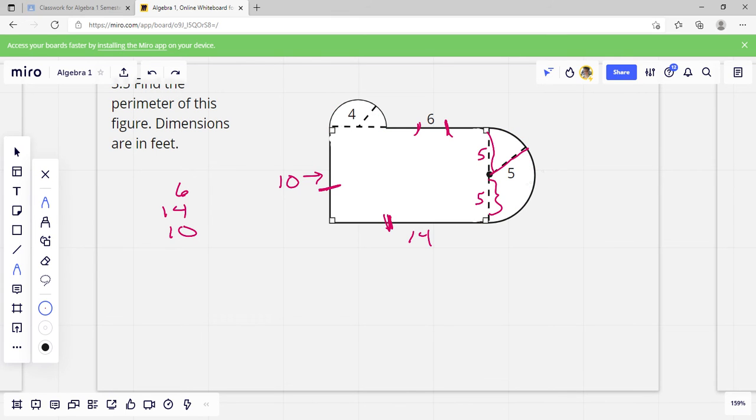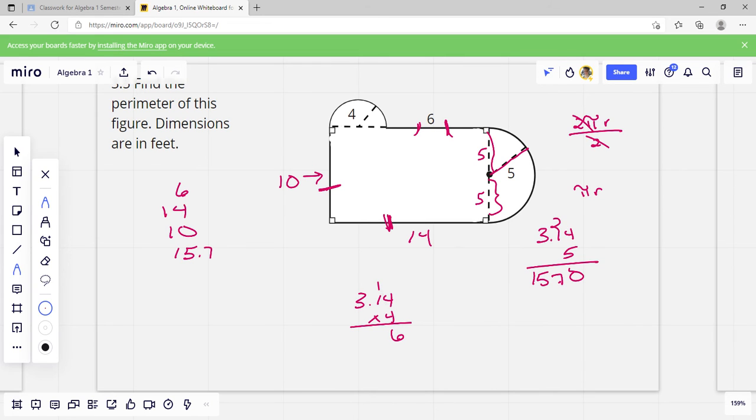Alright, I'm going to do this one that's 5 first, so our formula for circumference is 2 pi r, but we only need half the circle, so we can divide by 2, so it's just going to be pi r. Alright, so pi is 3.14, and we're multiplying that times our radius, which is 5. 5 times 4 is 20, 5 times 1 is 5, 6, 7, 3 times 5 is 15, 15.7. And then this one is 4, so we're going to do 3.14 times 4. 4 times 4 is 16, 4 times 1 is 4, 5, 3 times 4 is 12, 12.56.